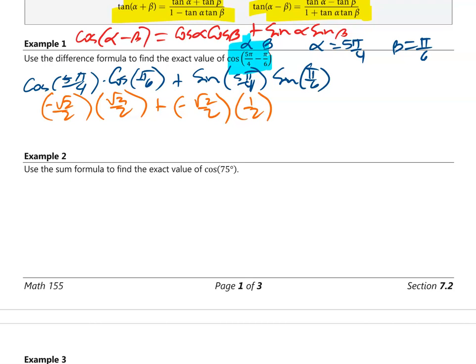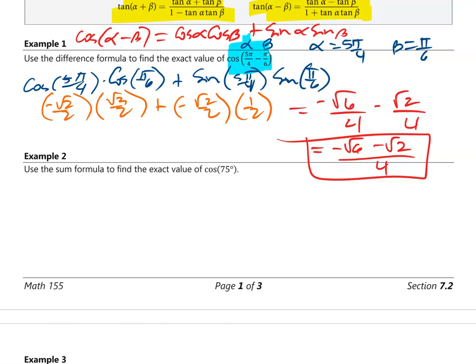And then all we have to do is simplify this. Negative square root of 2 times square root of 3 is equal to negative square root of 6. 2 times 2 is 4. Negative square root of 2 times 1 is negative square root of 2, and 2 times 2 is 4. And to simplify this, so negative square root of 6 minus square root of 2 all over 4. And this is the answer.